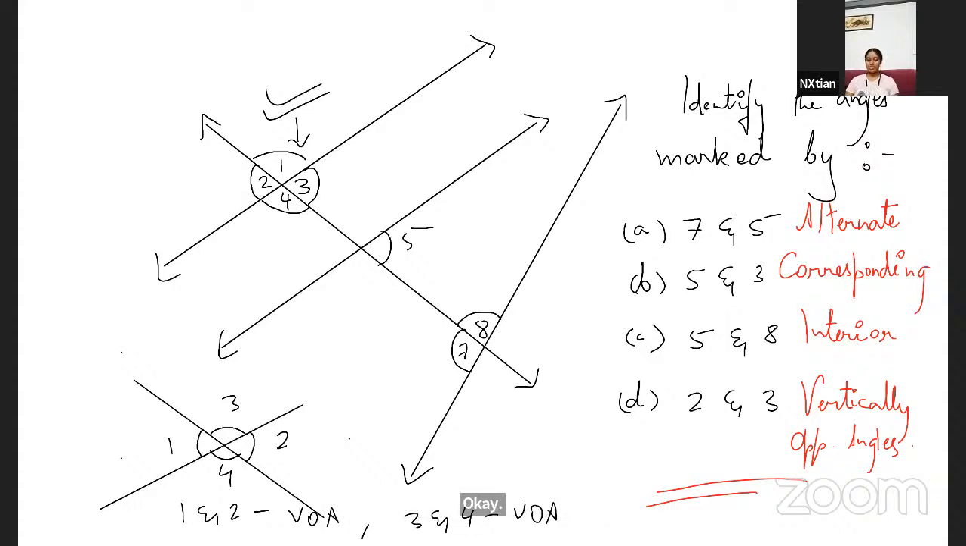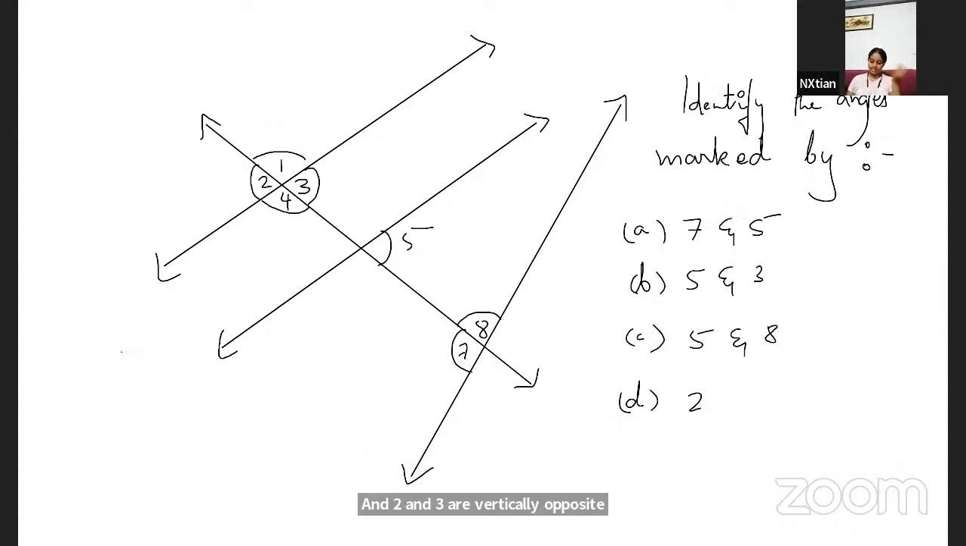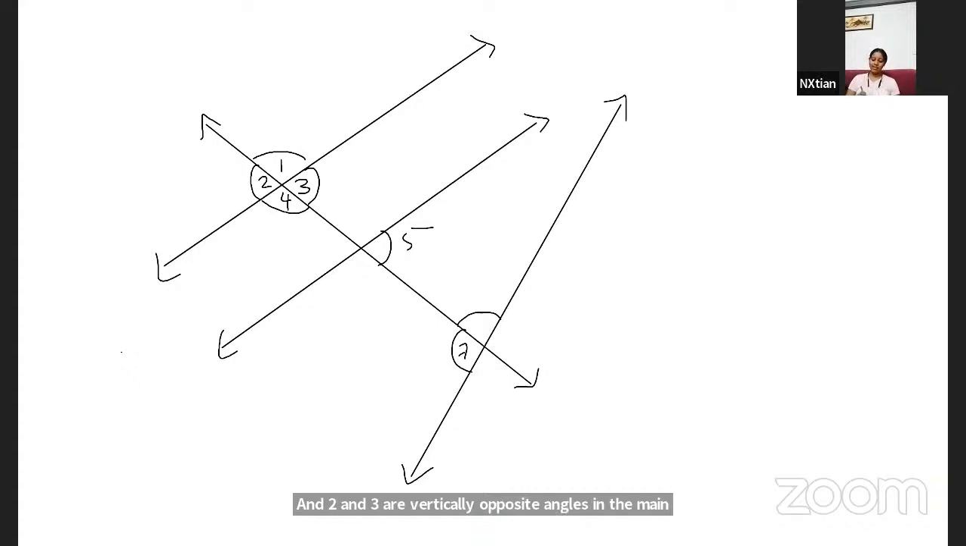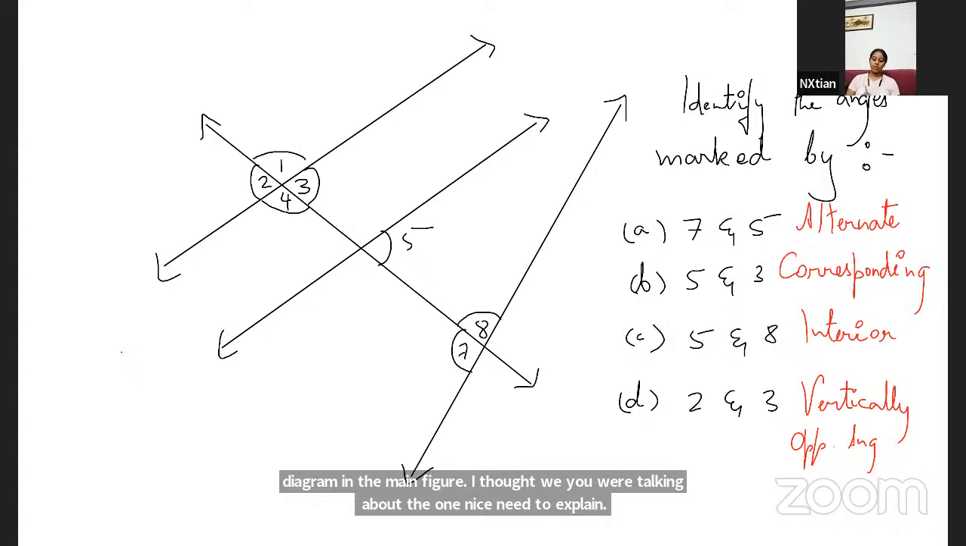Yes, that is right, Edric. 1 and 4 are also vertically opposite angles, and 2 and 3 are vertically opposite angles in the main diagram, in the main figure. I thought you were talking about the one I just explained. That is VOA, vertically opposite angles.